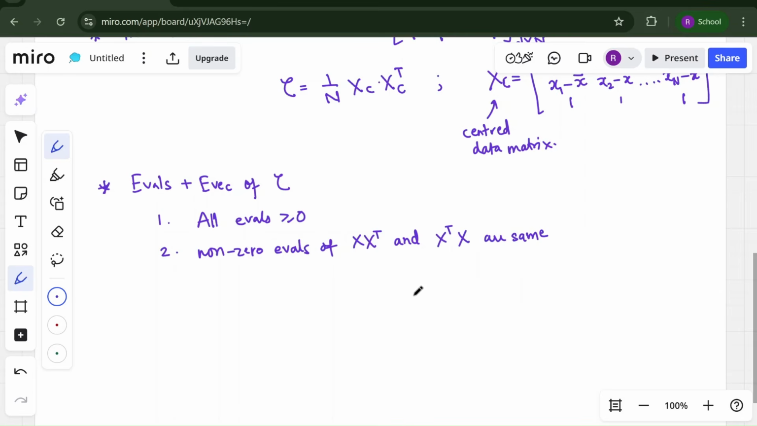Every time, the non-zero eigenvalues of any matrix, let me change it and write it as any matrix A, A transpose and A transpose A, they are always the same.